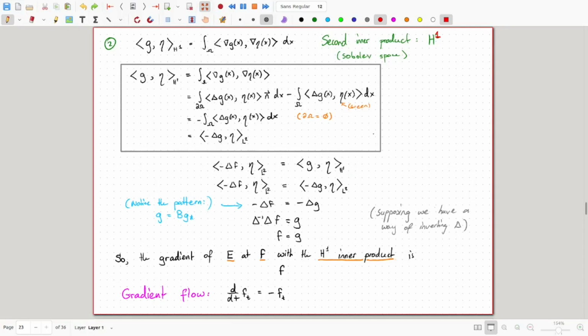So now what we're going to do is use what we just calculated in this box to replace this right-hand side. Now, in order for this left and right-hand side to be equal, we need negative Laplace f equal to negative Laplace g. I'm going to do something a bit sus here, and that is, I'm going to invert the Laplace operator.